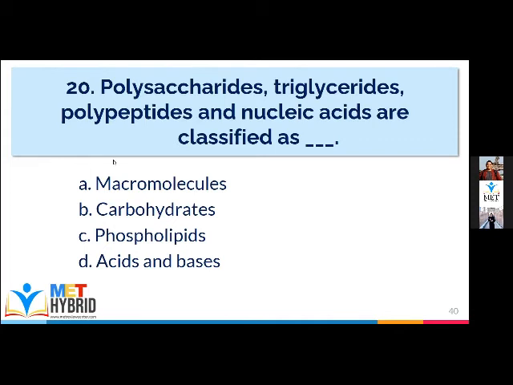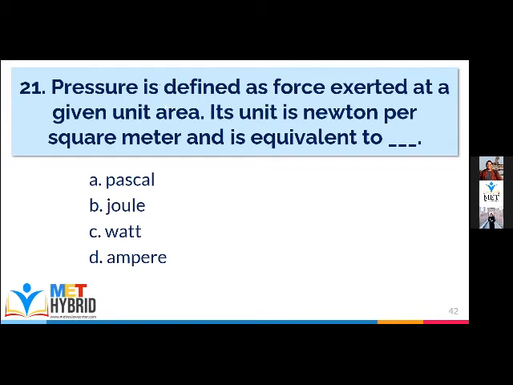Next, we have question 21. Pressure is defined as force exerted at a given unit area. Its unit is Newton per square meter and is equivalent to blank. This is quite a simple identification, no? It is only a conversion of one unit to another unit. So the answer here is quite simple, it is A, Pascal.